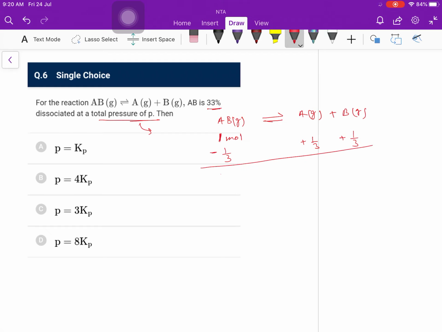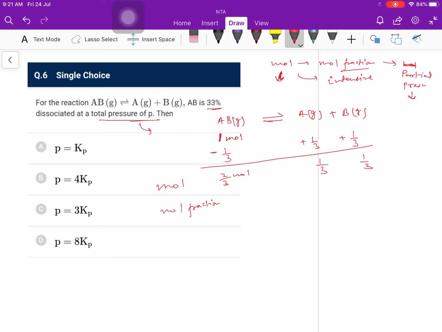So we get this as 2 by 3 mole, this is 1 by 3 mole, this is 1 by 3 mole. Now these are moles, so we need to calculate mole fraction, and then we will calculate partial pressure so that we can relate it to Kp. What we are doing is we are calculating moles, then from moles we will calculate mole fraction, because mole fraction is intensive. So anything you can assume here for moles, you will get an intensive property. We are converting it to an intensive property, and then to partial pressure, and then partial pressure to Kp.